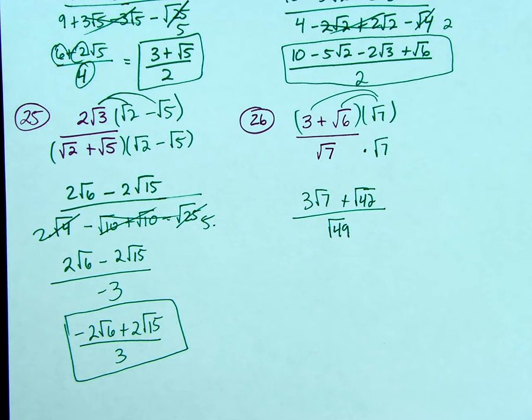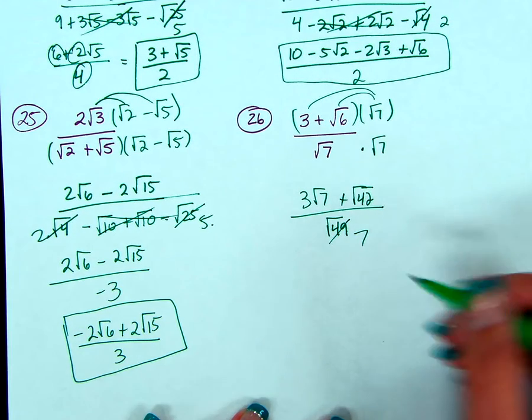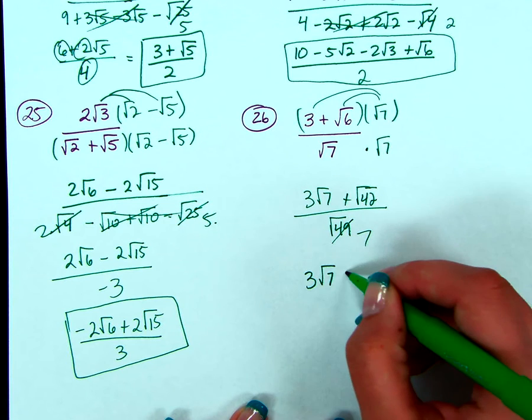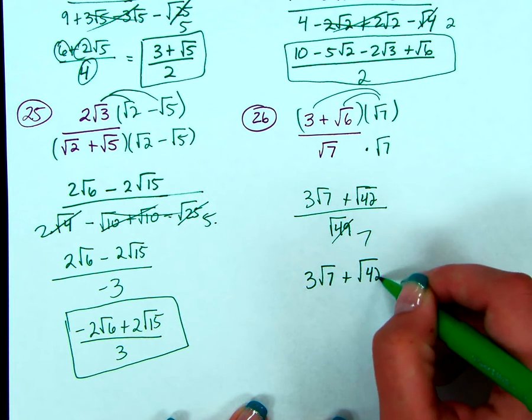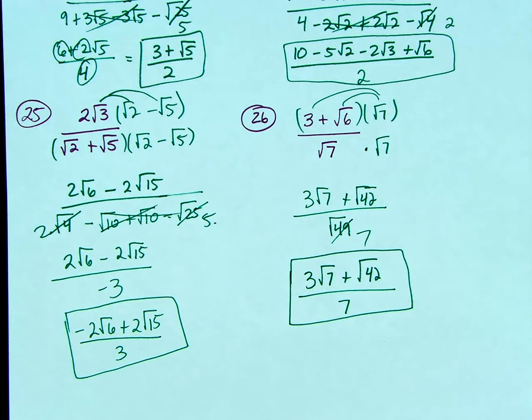So we would double check to see if 42 can be reduced. Again, we're looking for the highest perfect square that divides into it, but there isn't one, so that can't be simplified. And then 49 will change to 7. So our final answer for this one will be 3 square root of 7 plus the square root of 42, divided by 7. And that is going to conclude this section.